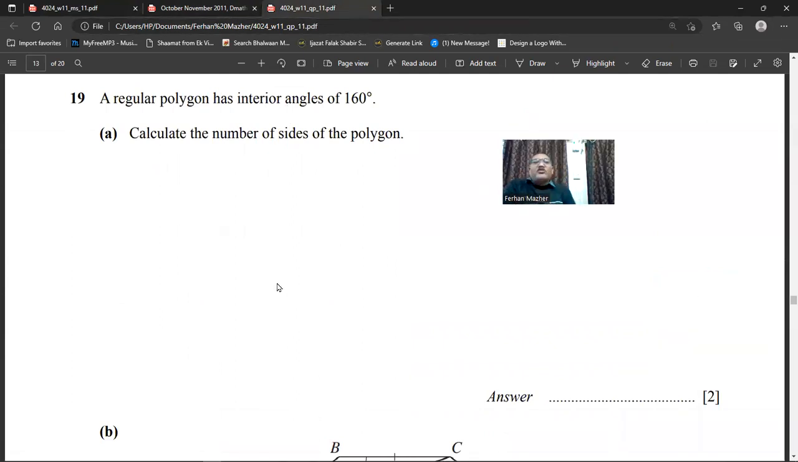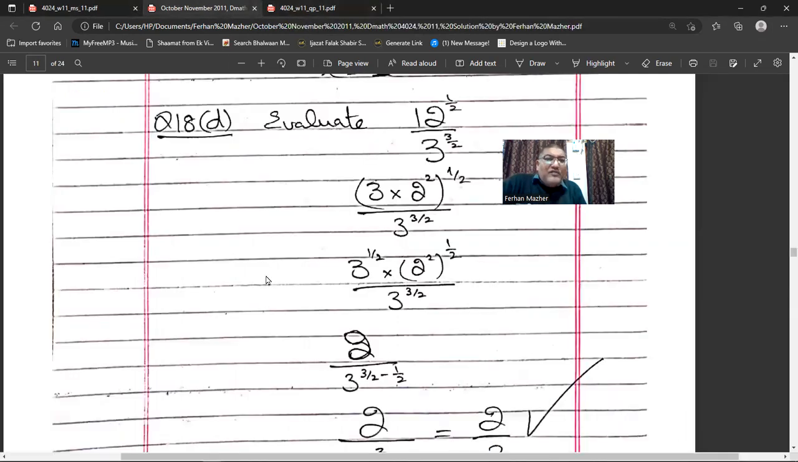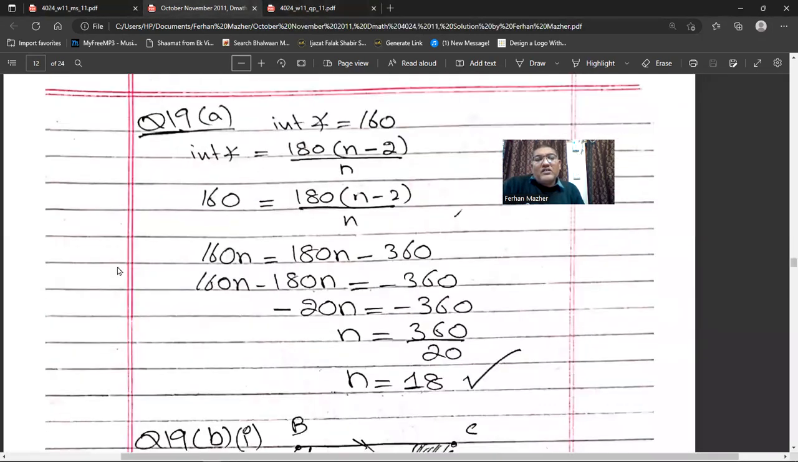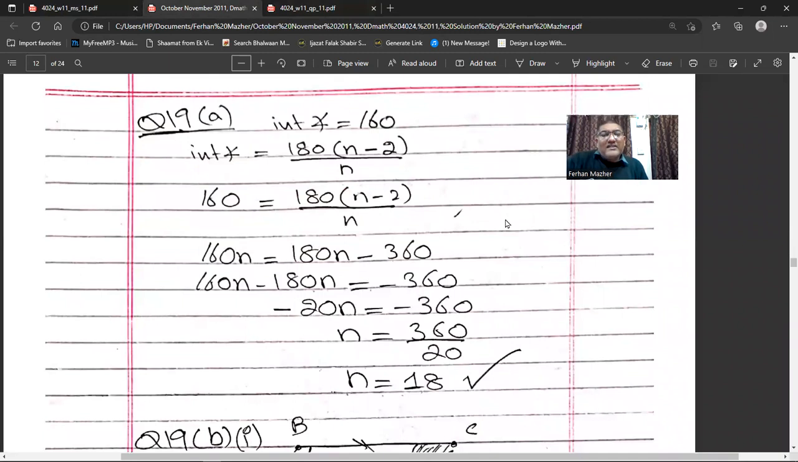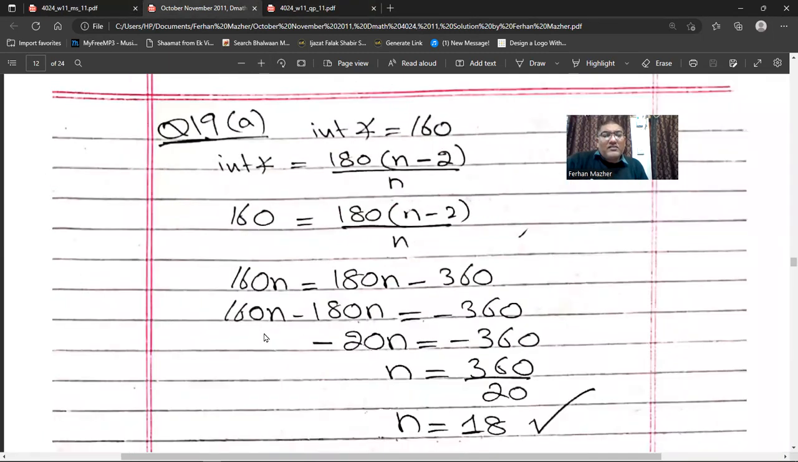So we have question number 19. A regular polygon has interior angles of 160 degree. Calculate the number of the sides of the polygon. You know the internal angle is equals to 180 bracket n minus 2 bracket close whole thing divided by n. That's the formula. So n is the number of the sides in this formula. So we will use that, and we will try to find out.